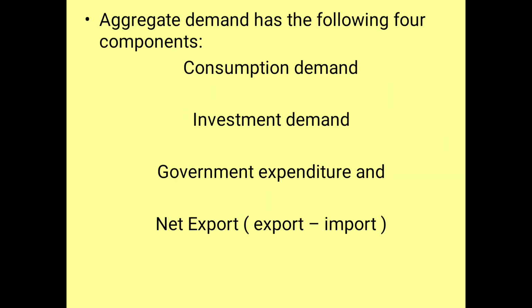Aggregate demand has four components. What are the four components? Consumption demand, investment demand, government expenditure, and net export, that is, export minus import. So you have a book back question: what are the components of aggregate demand?